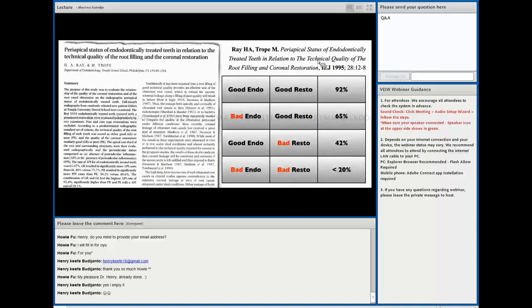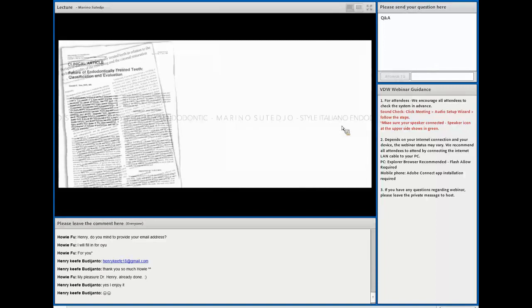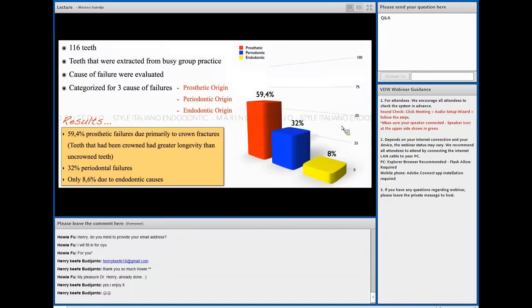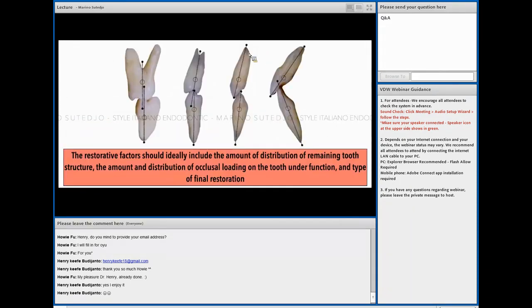This is also one piece of evidence from a journal that has been cited many, many times, the International Endodontic Journal, by Martin Troop, that a combination of good endo and good resto will achieve 92% success. Even though you do good endo, if you do bad restorative work, of course the percentage is not high. So therefore, restoration is so important in the longevity of our endodontically treated tooth. Fide in 1991 classified the failure of endodontically treated teeth, and it's not surprising that more than 50% of the cause of failure is not because of endodontic failure. It is caused by prosthetic failure.